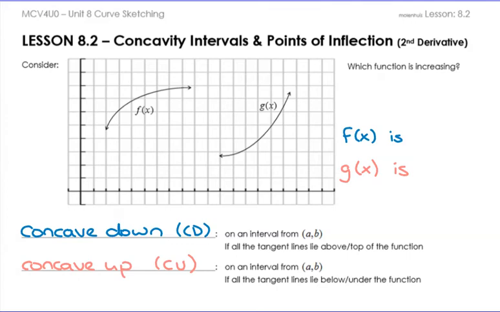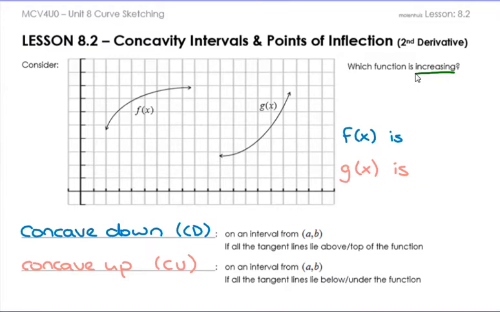Hey guys, this is lesson 8.2 and we're going to be talking about concavity and points of inflection, which all have to do with the second derivative. So let's get started. Which function that you see right in front of you do you think is actually increasing? Remember from the last video we said that increasing means that your slopes, or your derivative, is positive. So let's take a look at the slopes.